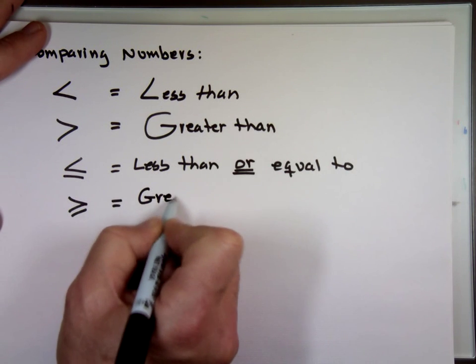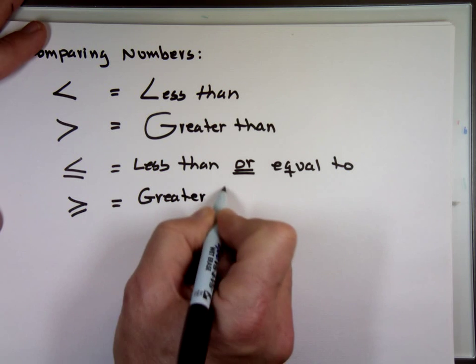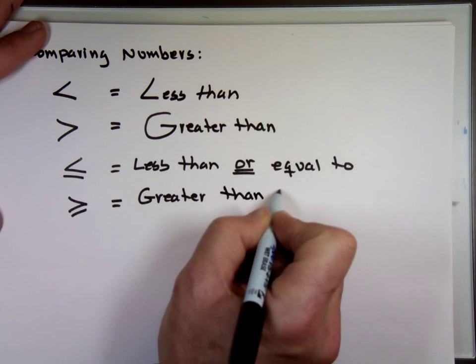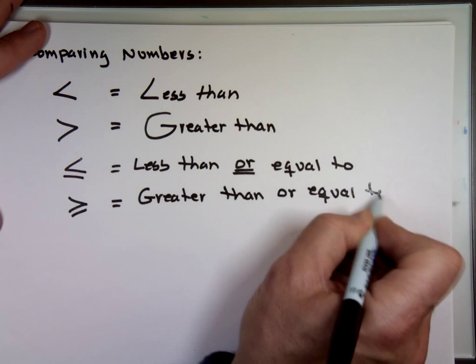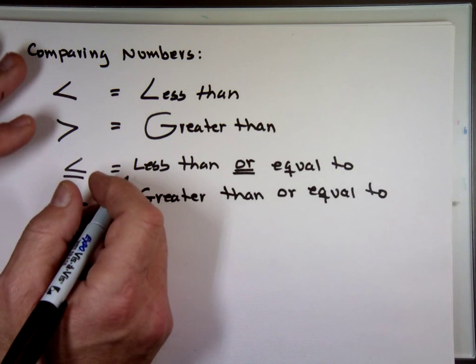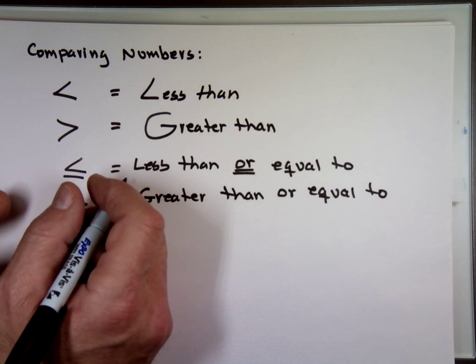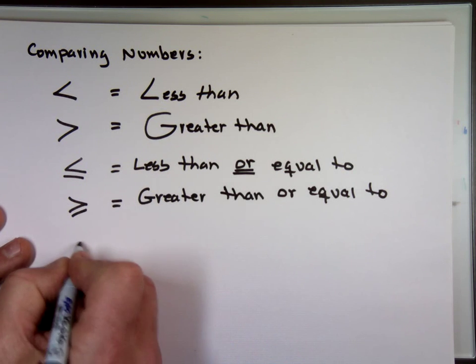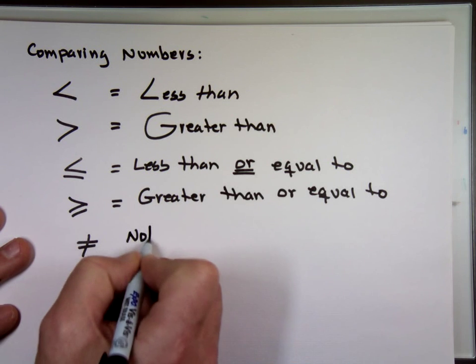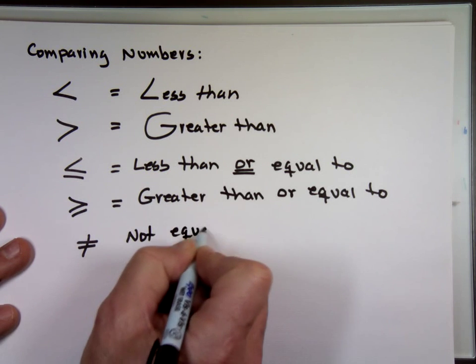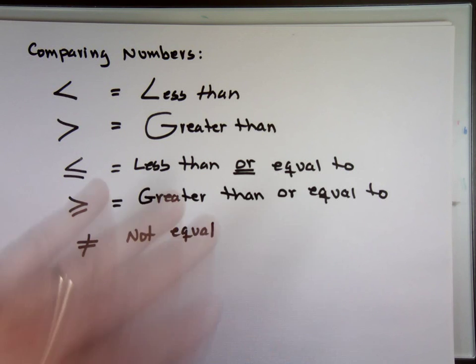We'll talk about the or. And two more. But one more. What's this? Not equal. Not equal. Let me first go and define the word or.